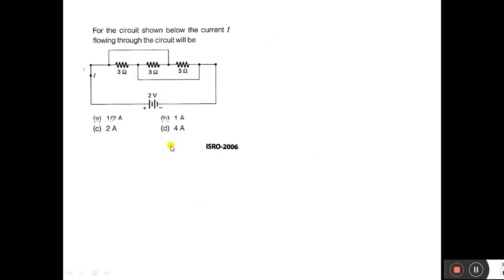Next question. This one was asked in ISRO 2006. For the circuit shown below, the current I flowing through the circuit will be; resistor networks are given. The current flowing is I, the voltage applied is 2 volt. Option A, 1 by 2 ampere. Option B, 1 ampere. Option C, 2 ampere. Option D, 4 ampere.